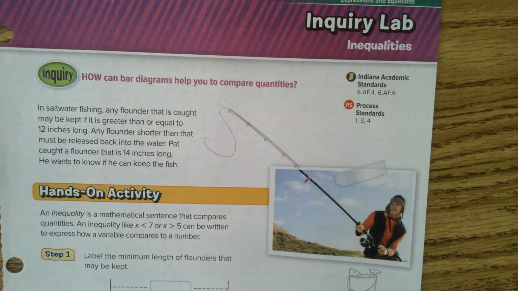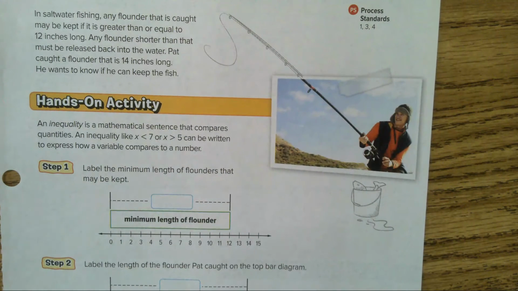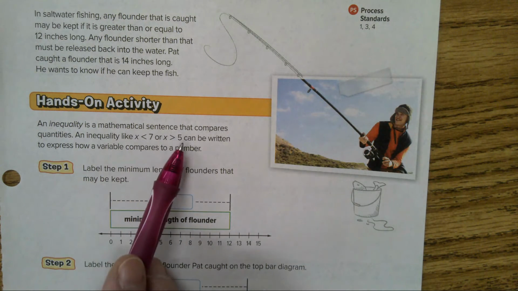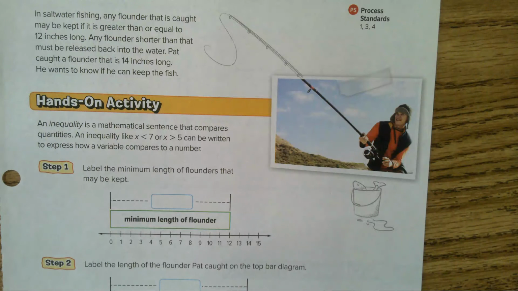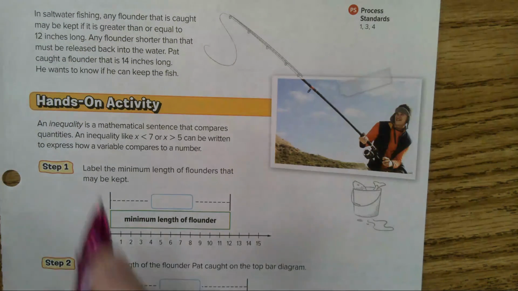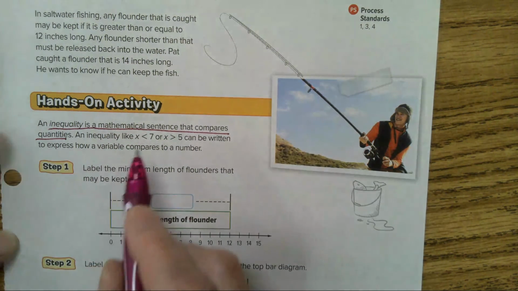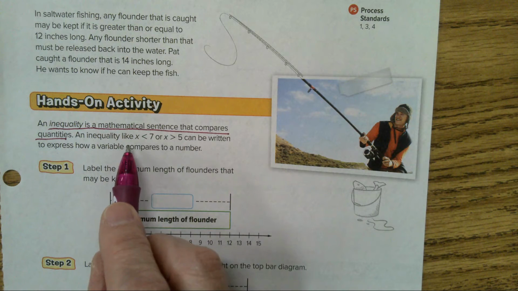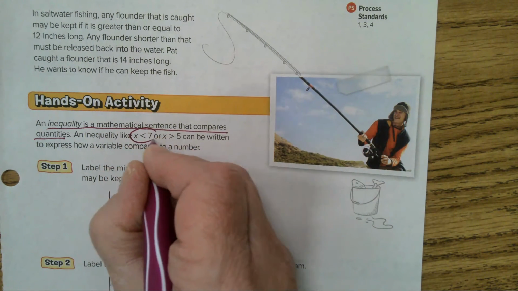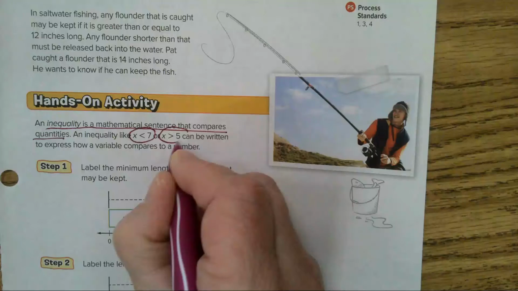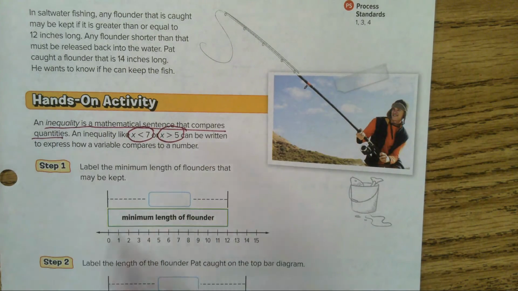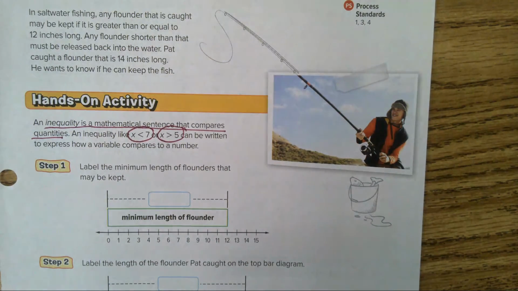Well, here we have our hands-on activity. And it says, an inequality is a mathematical sentence that compares quantities. Well, we talked about that yesterday, or earlier today, and that's what we came up with, the same definition. An inequality is a mathematical sentence that compares quantities. An inequality like x is less than 7 or x is greater than 5 can be written to express how a variable compares to a number.